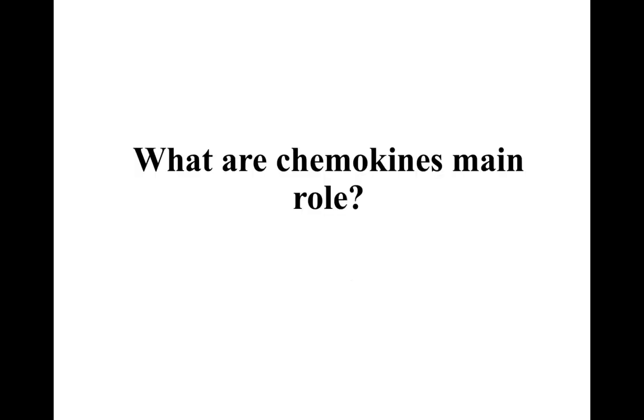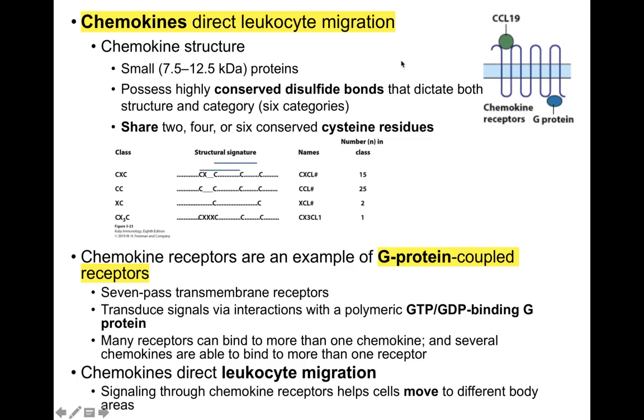What is the chemokines' main role? They direct white blood cells to move. They direct leukocyte migration. They cause the movement of cells. And they are G protein coupled receptors, and they are named by where they have these cysteine residues. So they might be CXC or CC based on these conserved cysteine residues.